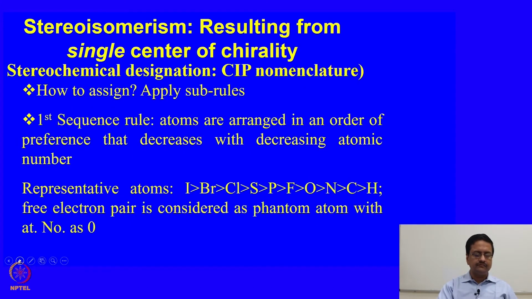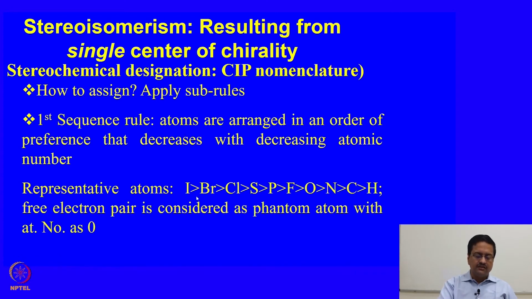So when we have multiple chiral centers, we follow rules to identify those chiral centers in terms of their priority, and then we apply various subrules. The first rule is the first sequence rule. Atoms are arranged in an order of preference that decreases with decreasing atomic number. So if you have different groups connected to a central atom, the group with the highest atomic number gets priority over the atoms which have lower atomic number.